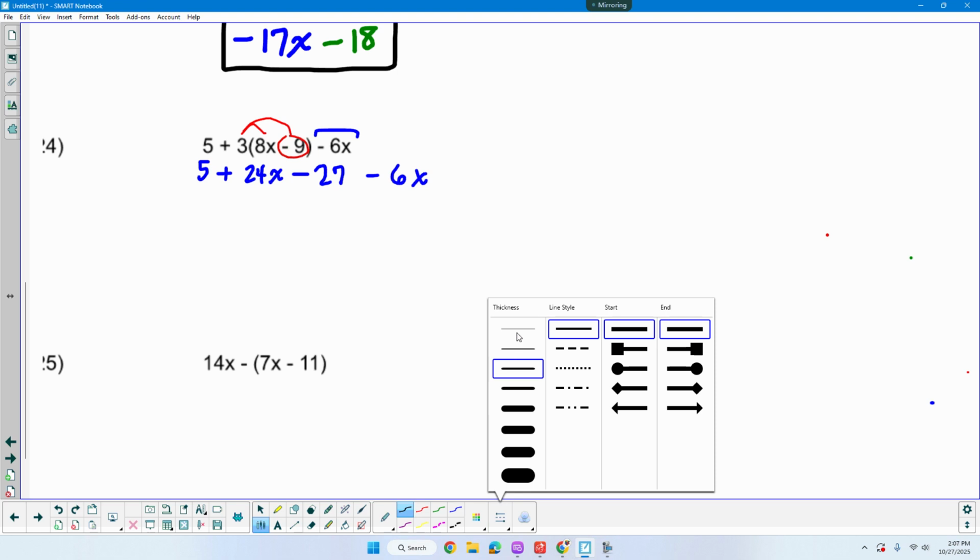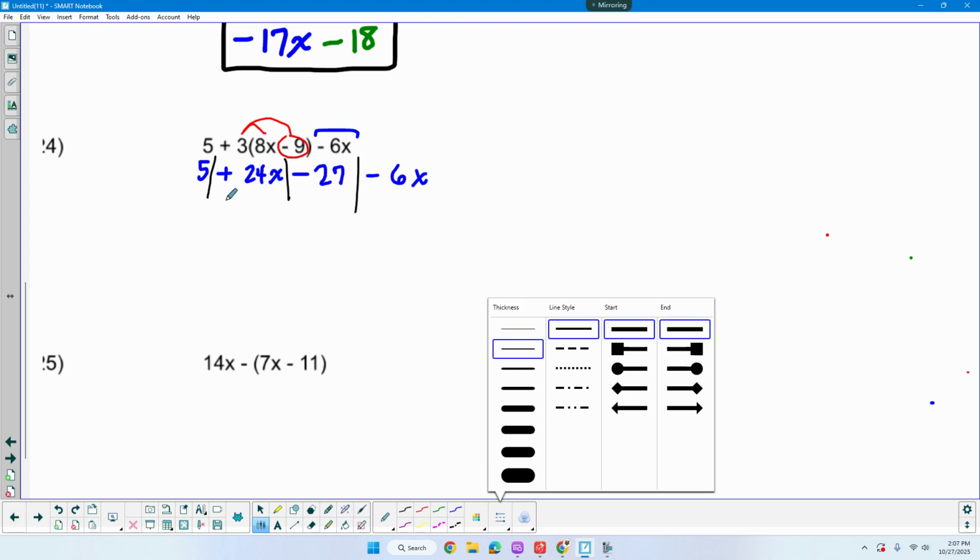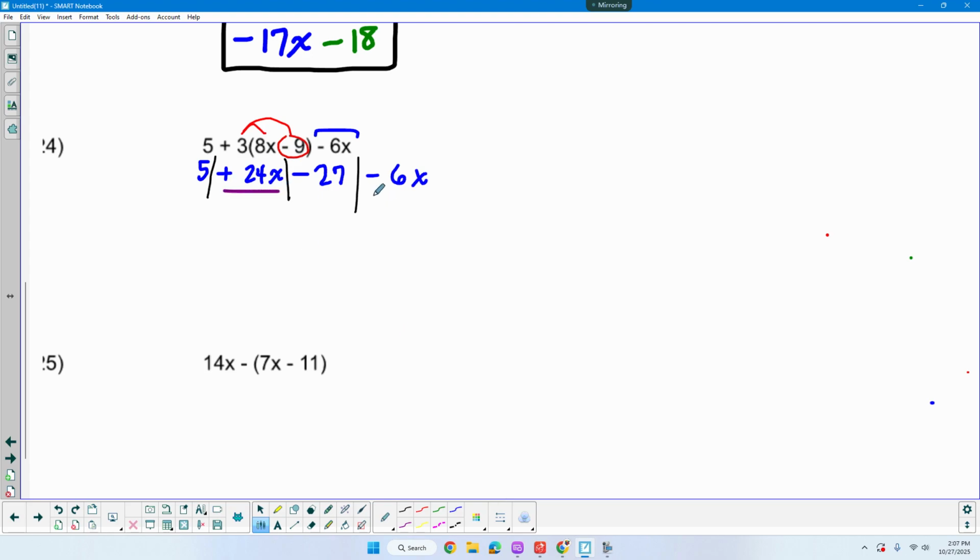Chop it up. Chop to the left of the sign. Let's see, I'll use purple this time. Here's my x variable term. Here's another x variable term. 24 minus 6 is 18. Don't forget the x. And then our constants go 5 minus 27. If you're at 5, but you lose 27, now you're at negative 22.